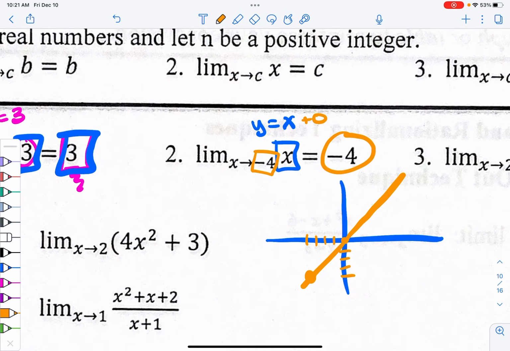So when you have the limit at any value of that, it's just like taking the -4 and plugging it in for x. -4 plugged in for x is just -4, because it's going to be at the same spot on the x and y, because it's the line y equals x. Okay, there's not even any holes or vertical asymptotes or anything in there, so you can just plug that -4 in.